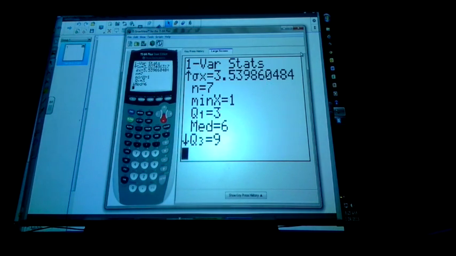The IQR, how do we find the IQR? Q3 minus Q1. So Q3 is 9, Q1 is 3, 9 minus 3 is 6. So my IQR is 6.